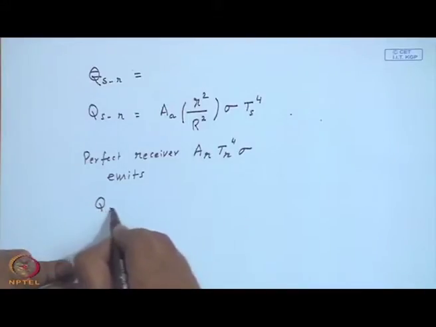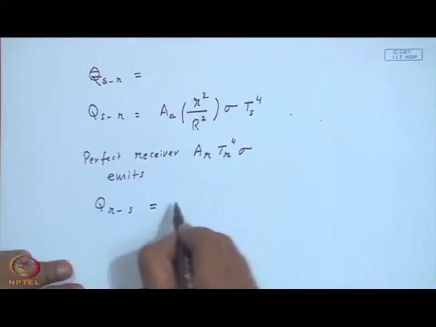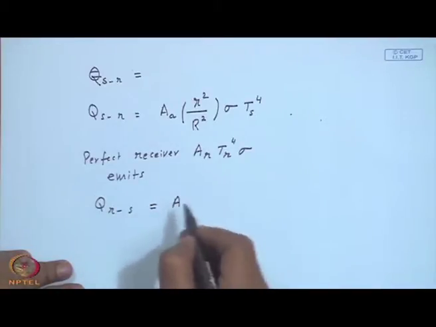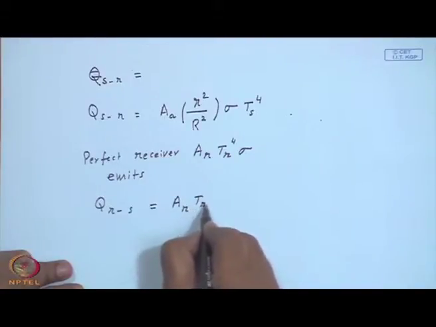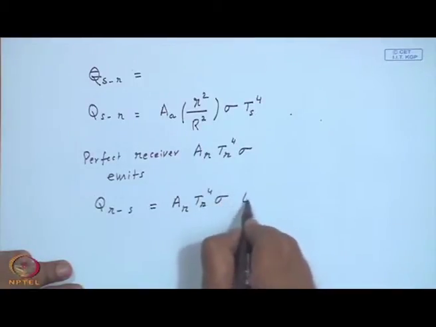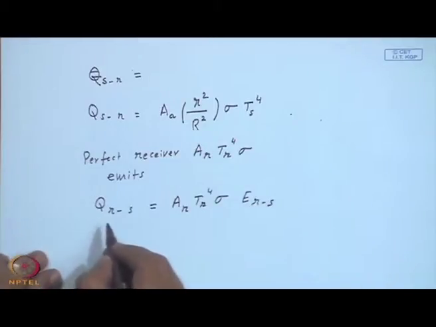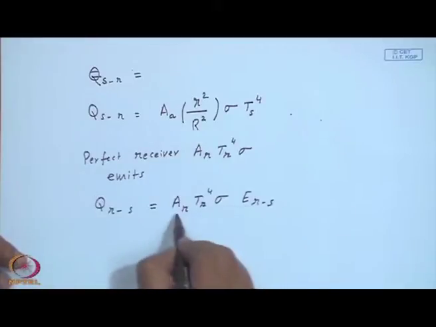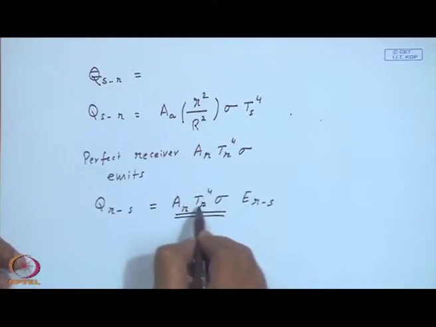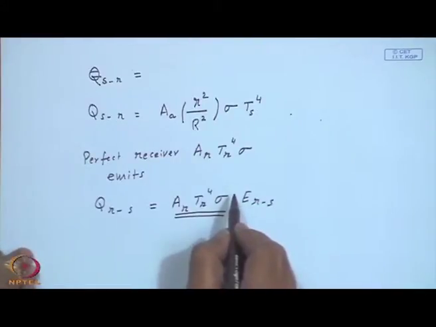Now, a fraction of this will go from the receiver to the sun, because the receiver is small and the sun is big. A_R T_R to the power 4 into sigma, of course, multiplied by the fraction F_RS. So, of the emitted energy at a temperature of T_R by the receiver, a fraction F_RS will go back to the sun.